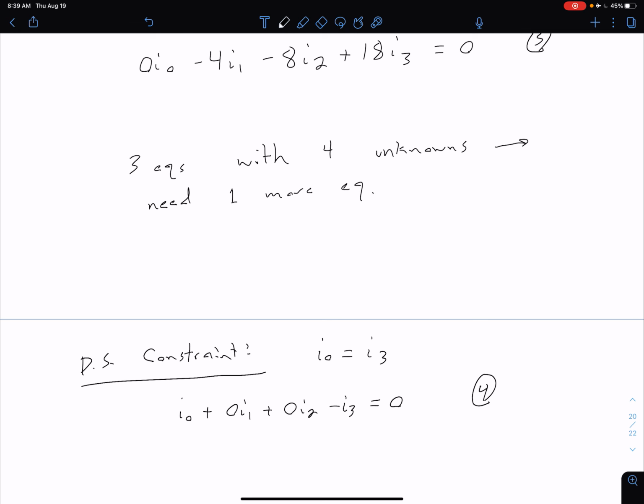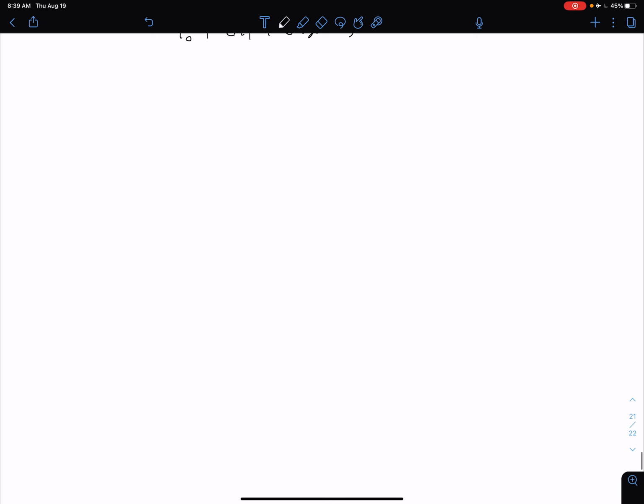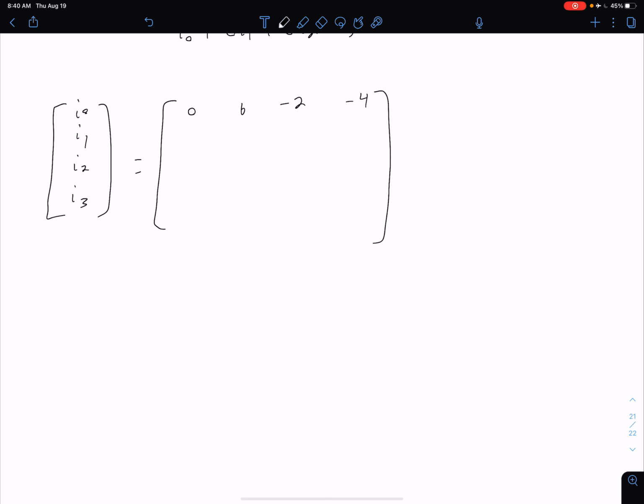And we can put these in a matrix. Let's go ahead and show that. We're going to have I naught, I1, I2, and I3. For the first row in our coefficient matrix, which comes from our first equation, we have 0, 6, minus 2, minus 4. In our second row we have minus 10, minus 2, 10, and minus 8, and that comes from our second equation. The third equation gives us 0, minus 4, minus 8, and 18 for our coefficients. And finally, our dependent source constraint equation gives us 1, 0, 0, minus 1.